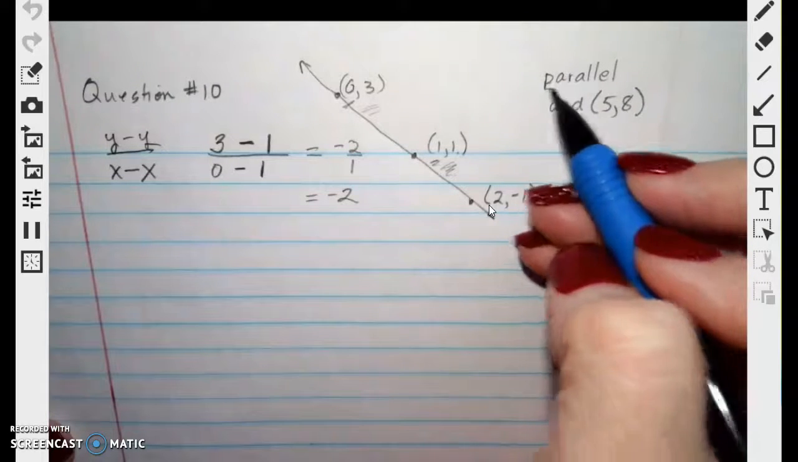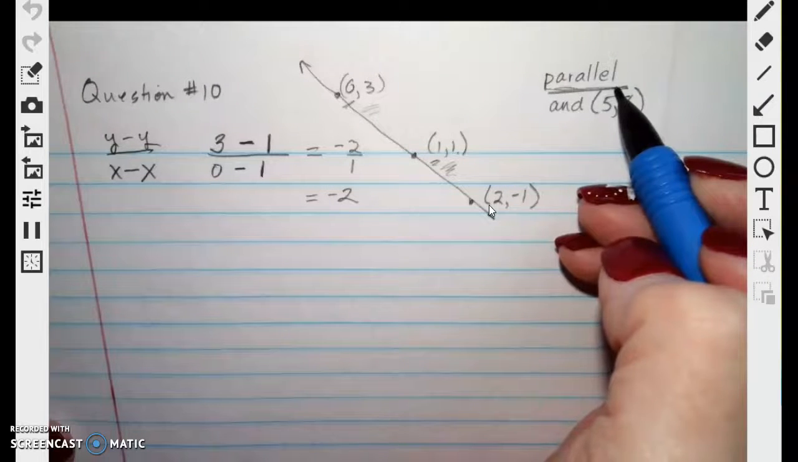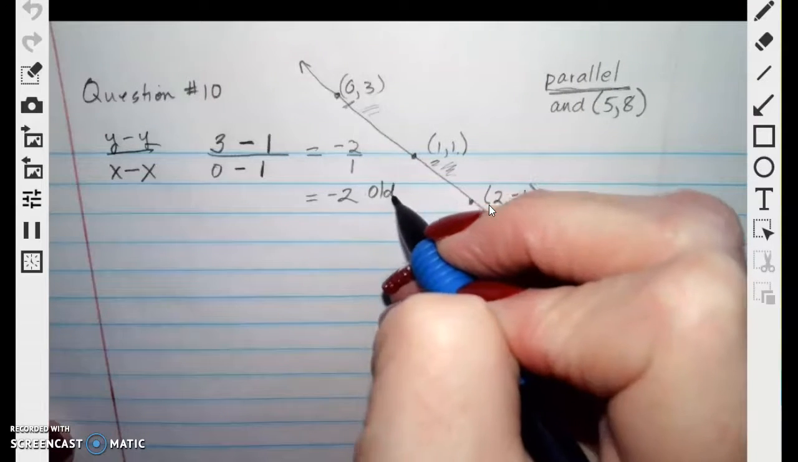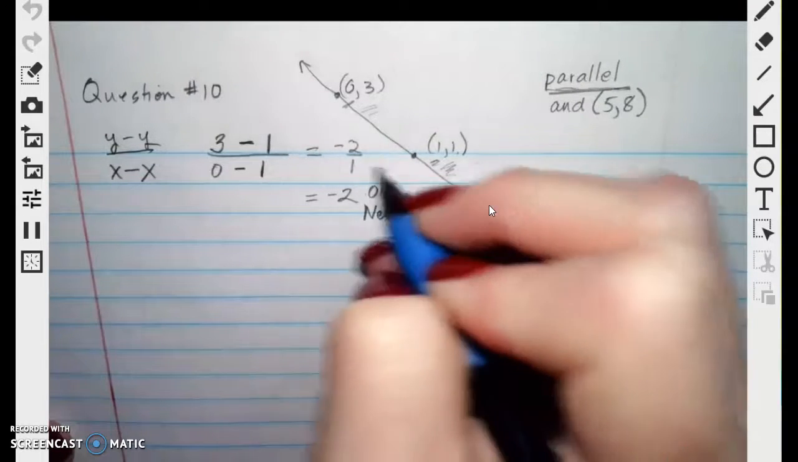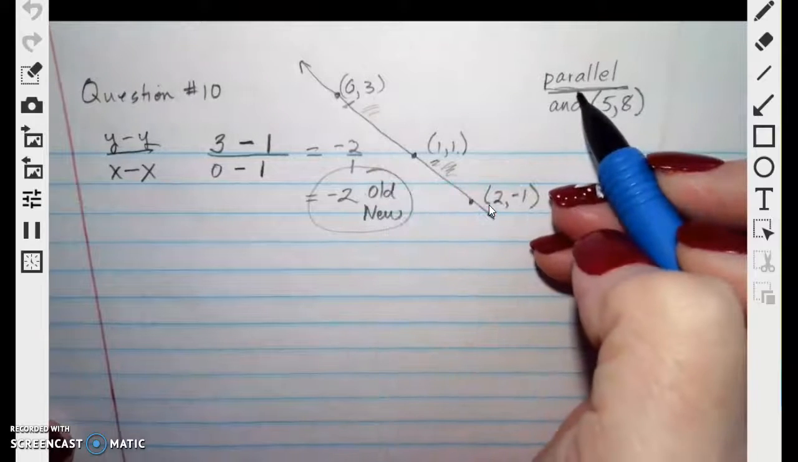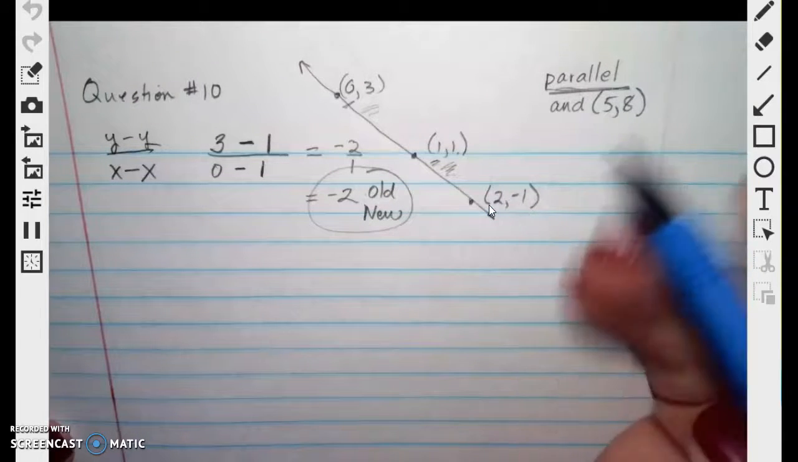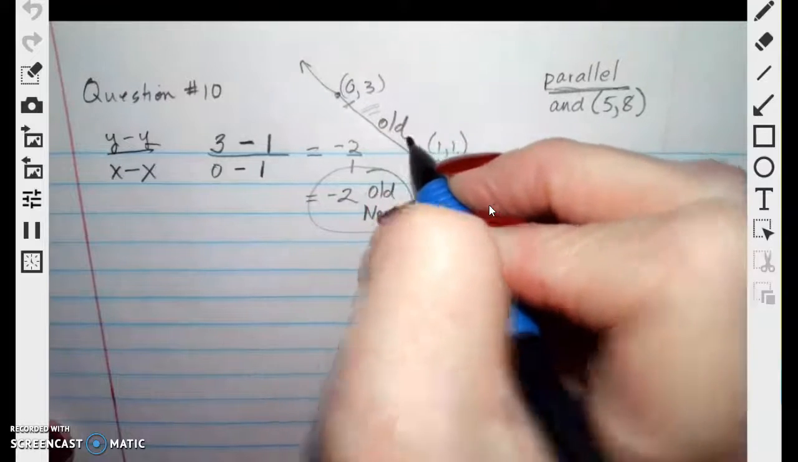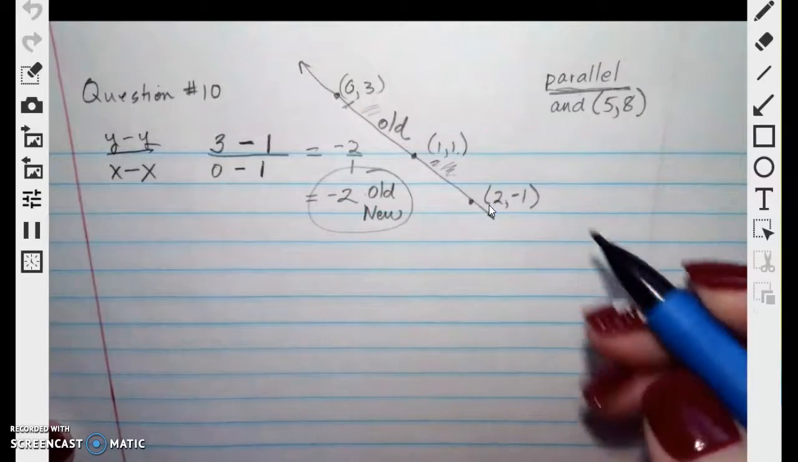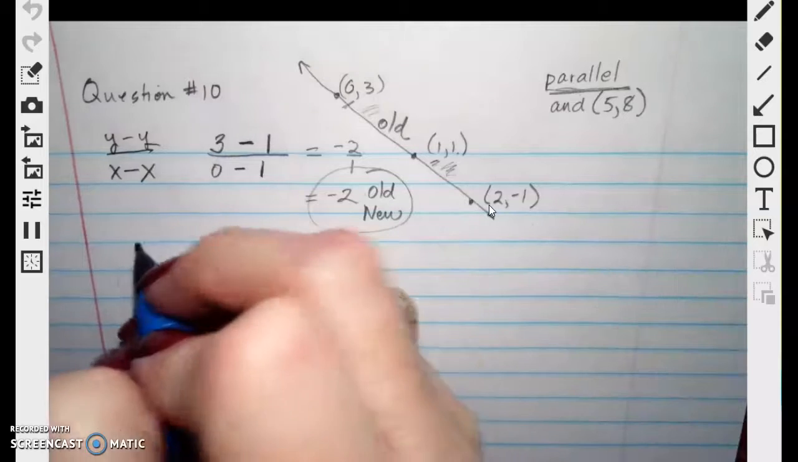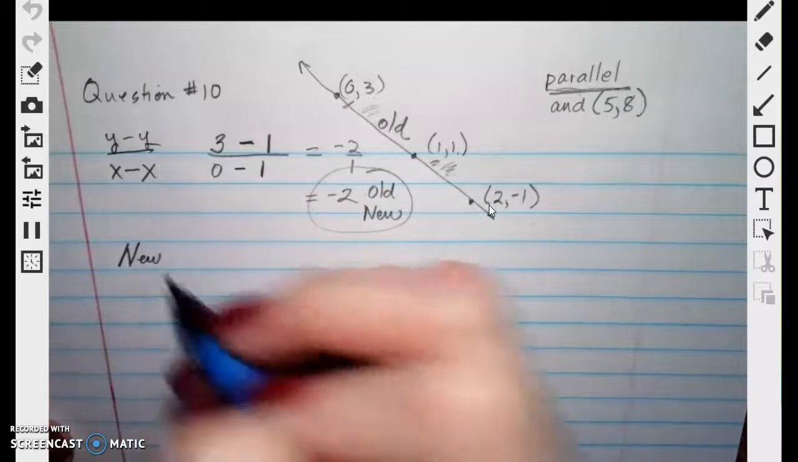Now, since it says parallel, both my old slope and my new slope are going to be the same because it is parallel. Now, these points right here are the old line. I don't need them anymore. I got my slope. This is the old line. What I need is a new line.